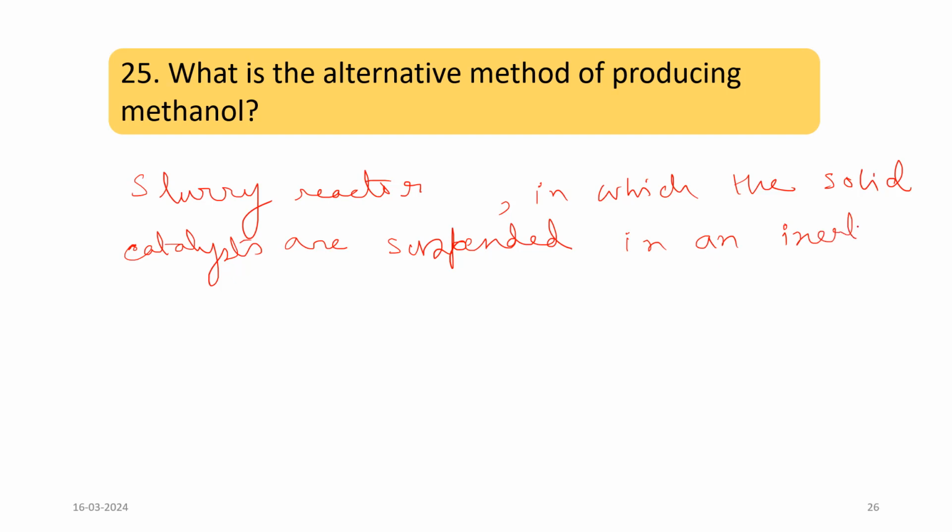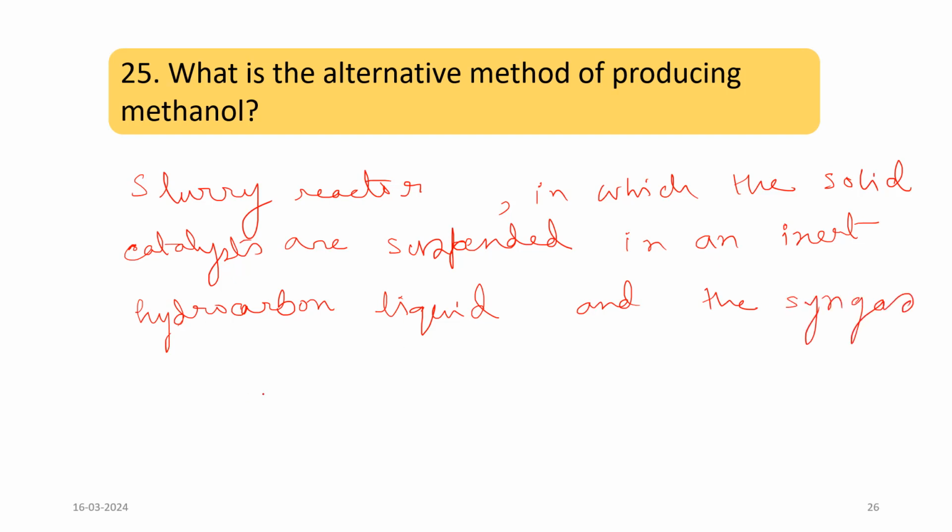in an inert hydrocarbon liquid, and the syngas bubbles through the bed. Okay, so in the slurry reactor you will see that the solid copper based catalysts are suspended in the liquid hydrocarbons, and whatever syngas is produced bubbles through the bed. Okay, so that is the difference between the alternative method and the other methods.